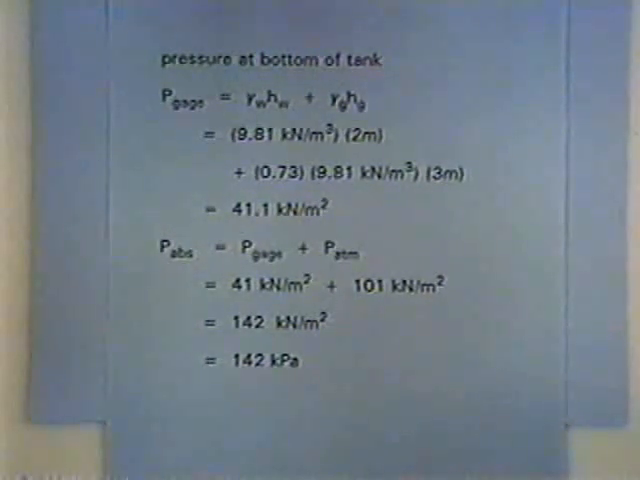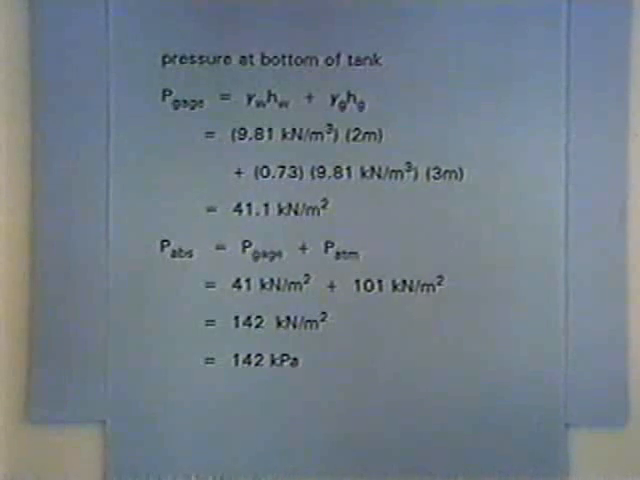The unit weight of the gasoline is the given specific gravity times the unit weight of water: 0.73 for the specific gravity times the 9.81 kilonewtons per cubic meter for the unit weight of water, and the height of that fluid column is 3 meters. And so we get 41.1 kilonewtons per meter squared as the gauge pressure. But then we remember there's another fluid on top of the gasoline, and that's the air, and so we want to consider that. If we want to express this as an absolute pressure, we'll need to consider that as well.